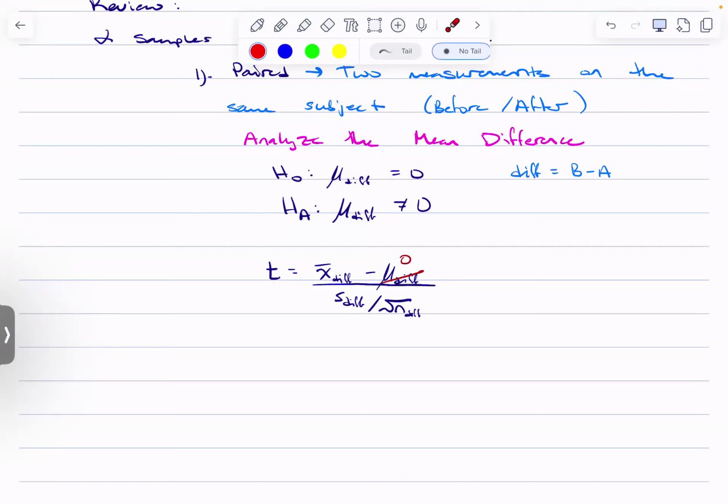The T table. You need your degrees of freedom, right? Degrees of freedom is still going to be n minus 1, but in this case, n is the number of differences. And so we've just tacked on a little diff, right, for the differences on everything. And then it's basically a one sample means type question.